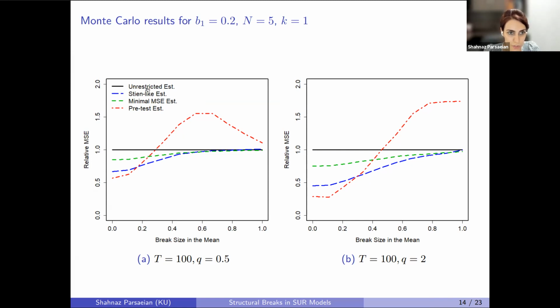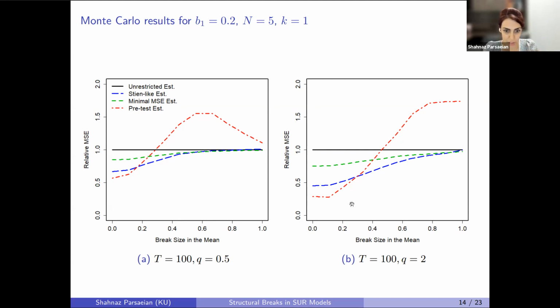And I'm reporting the result for the unrestricted estimator, which lies at line 1, because this is the mean square error of the unrestricted estimator over the unrestricted estimator, and assigned with a blue line, the minimal mean square error estimator with green, and finally the pretest estimator with red. And figure A is for the case that Q is equal to half. Q shows the ratio of the break in the error variance. So when Q is half, it means that the pre-break sample observations are less volatile compared to the post-break sample observations. And we have the opposite in figure B.